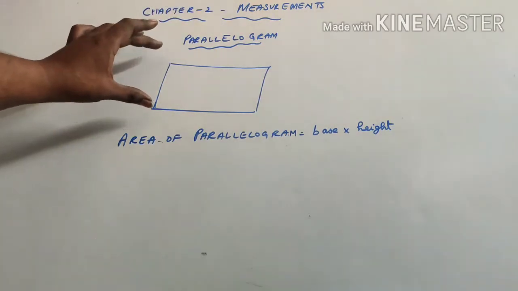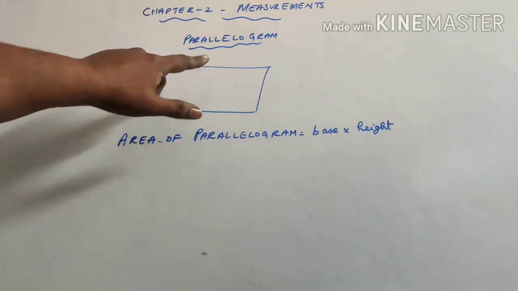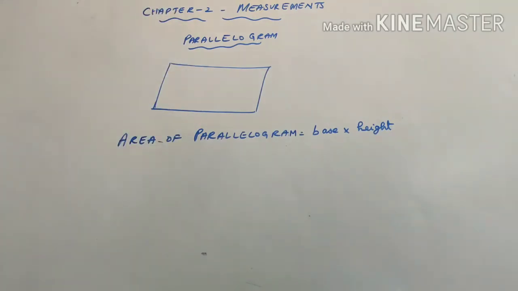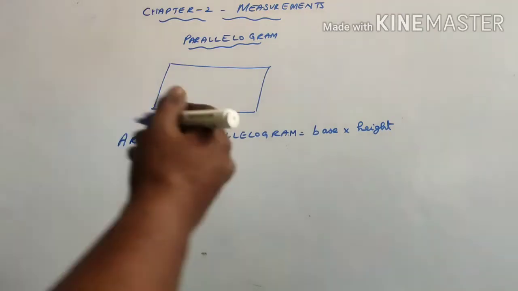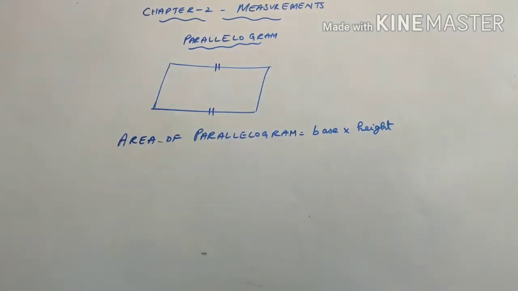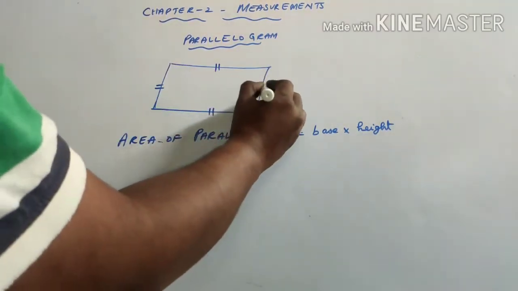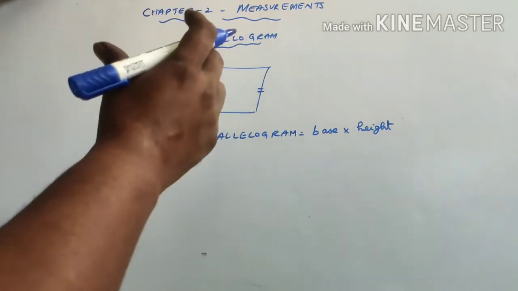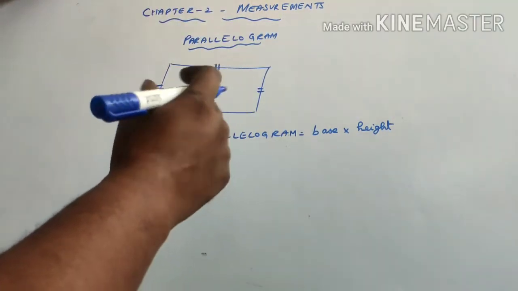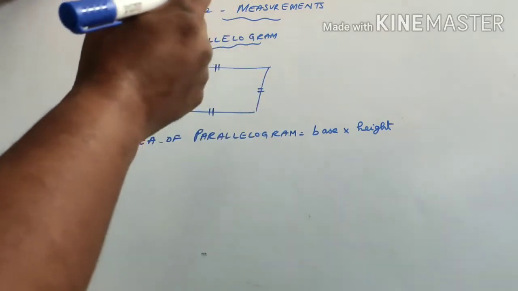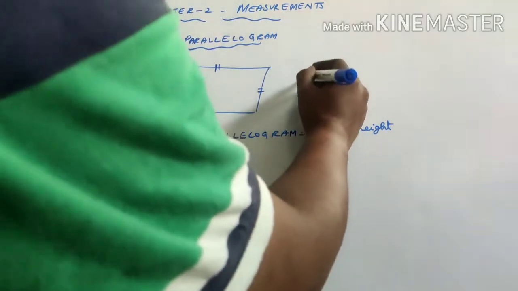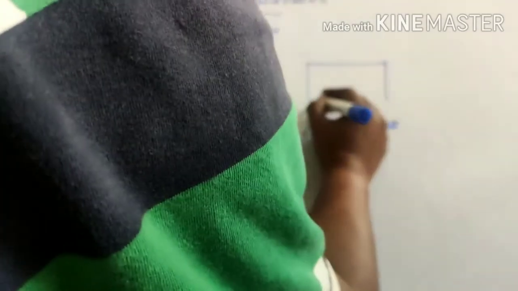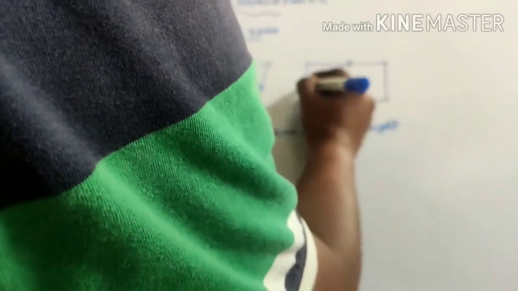Parallelogram is a shape in which the opposite sides will be parallel and equal. Okay, opposite sides will be parallel and equal. See the opposite sides, parallel and they are equal. The similar character also you can relate to rectangle. Rectangle also, the opposite sides will be equal.